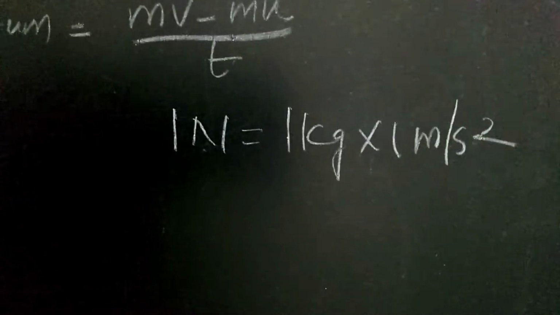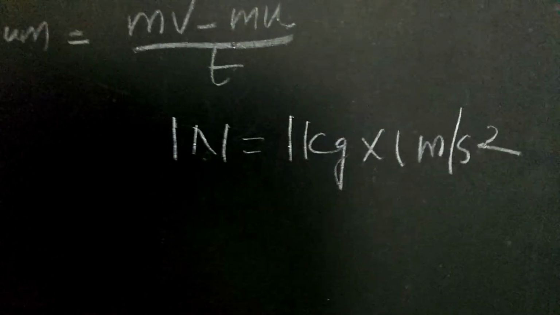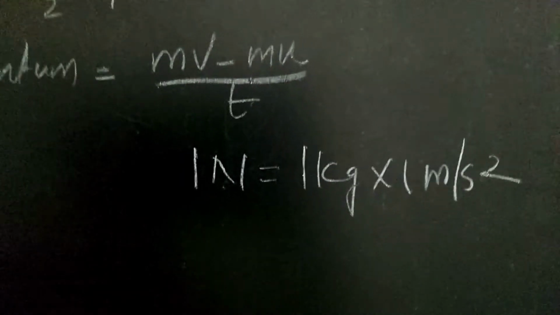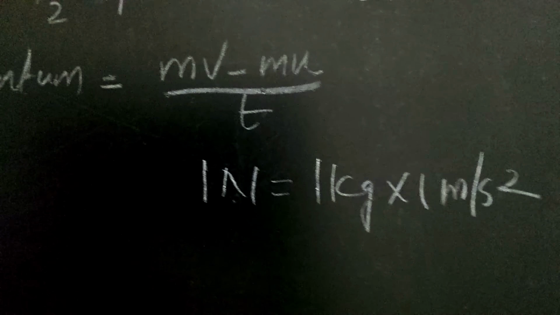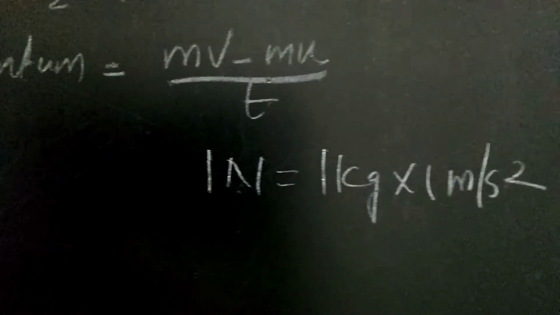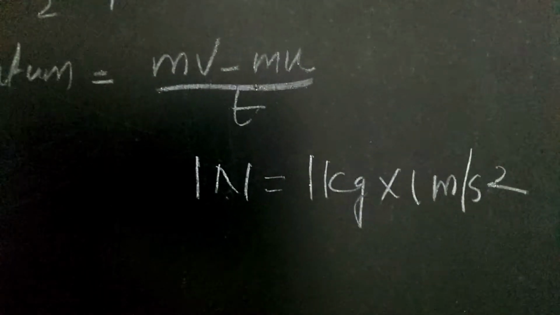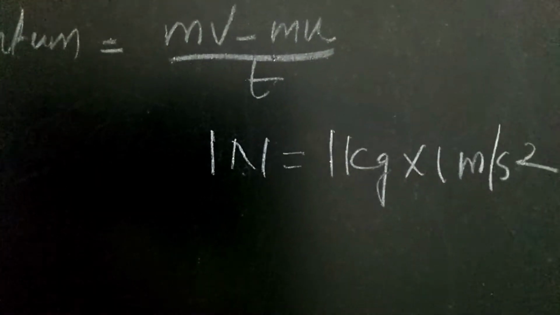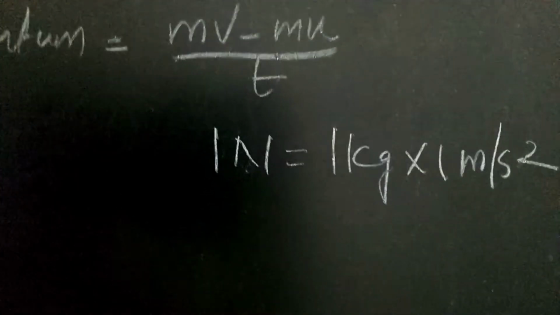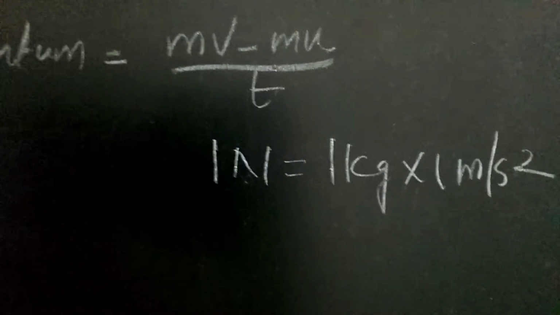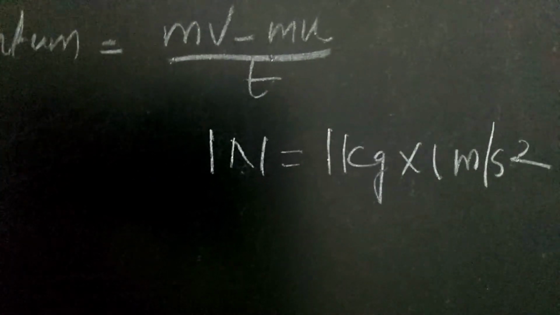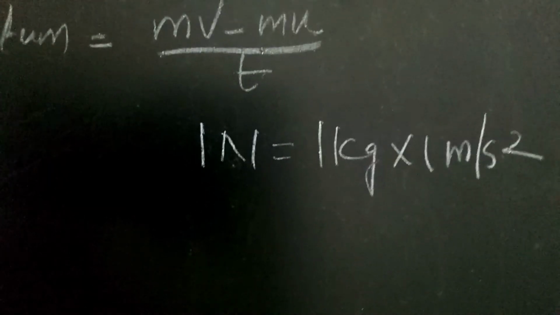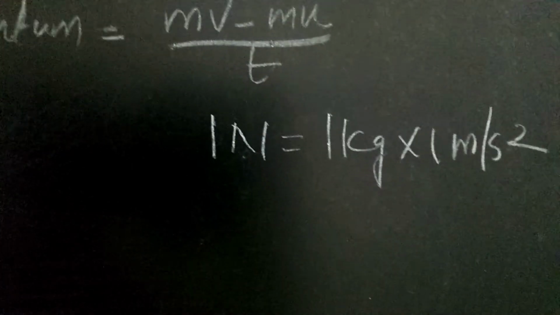So this is very important. Sometimes they will ask, write the SI unit of force and state its SI unit. State its SI unit means the force is said to be 1 Newton if it produces an acceleration of 1 meter per second square on an object having mass 1 kilogram. Is it clear? So we can look again.